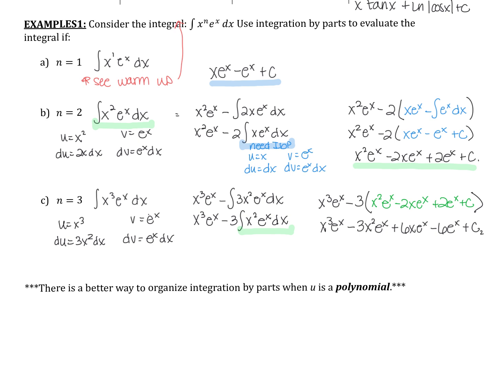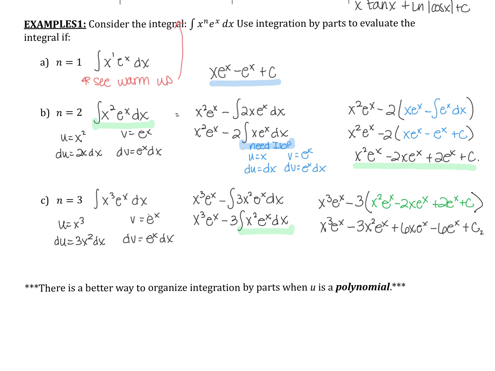Okay, this could be a real pain. So there has to be a better way to organize this. It has to make more sense than this. So what I'm going to do is show you a technique that we can do when our u function is a polynomial.